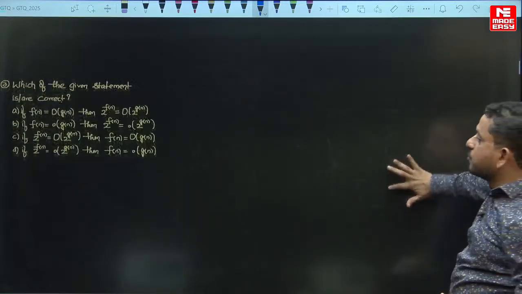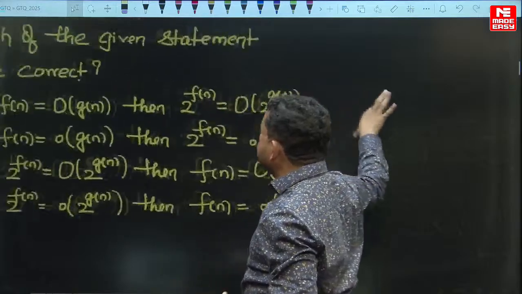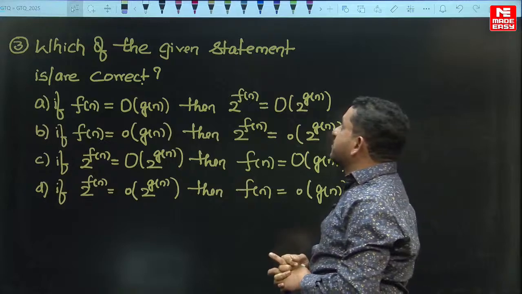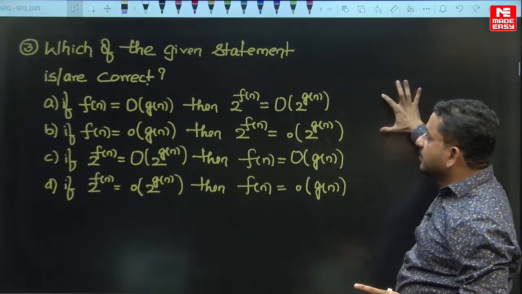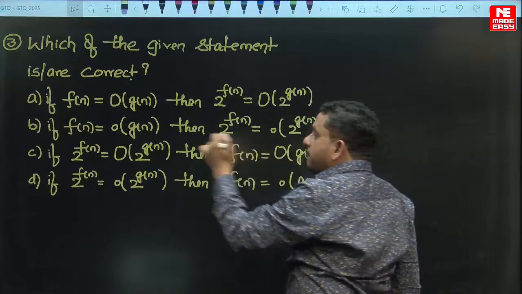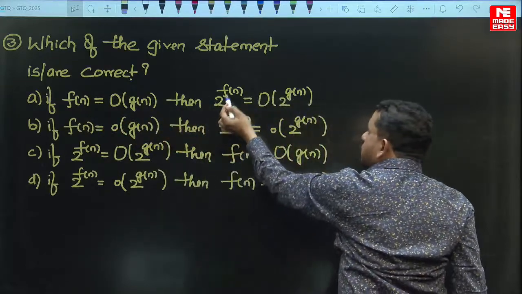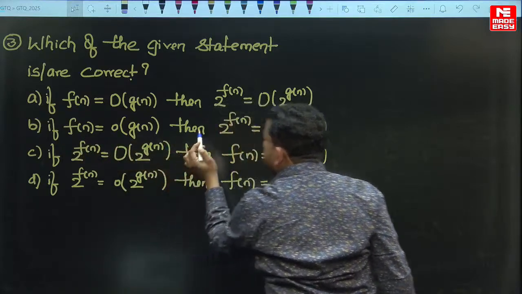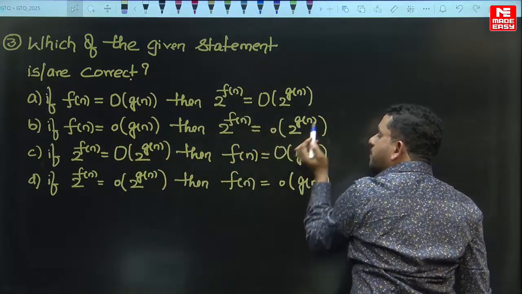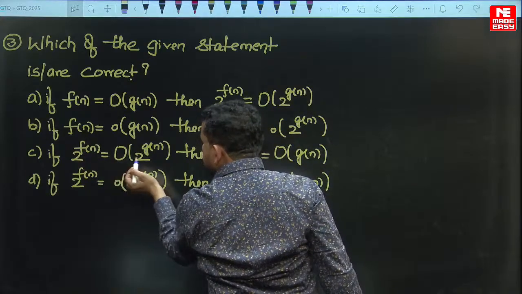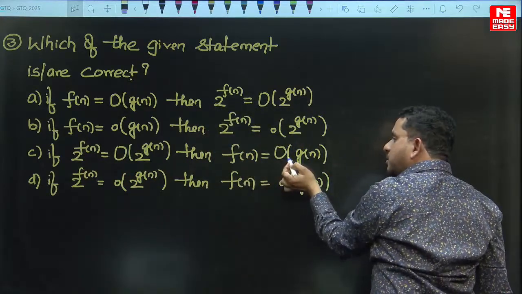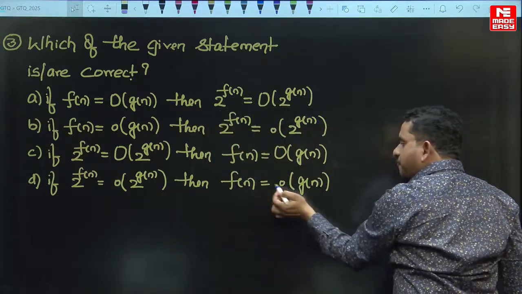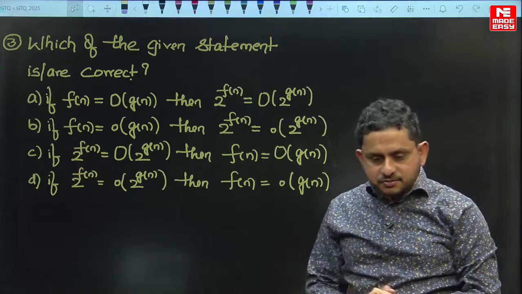Let's see one more interesting question related to asymptotic notations. Do this one MSQ question. Which of the given statements is or are true? If f of n is big O of g of n, then 2 power f of n is also big O of 2 power g of n. If f of n is little o of g of n, then 2 power f of n is also little o of 2 power g of n. If 2 power f of n is big O of 2 power g of n, then f of n is also big O of g of n. If 2 power f of n is little o of 2 power g of n, then f of n is also little o of g of n. Try this question.